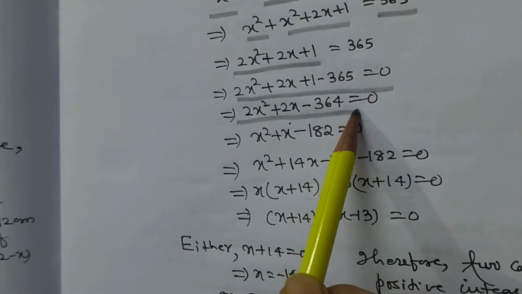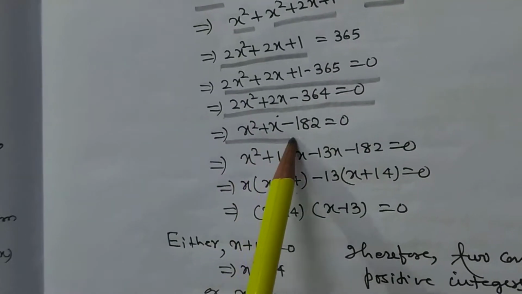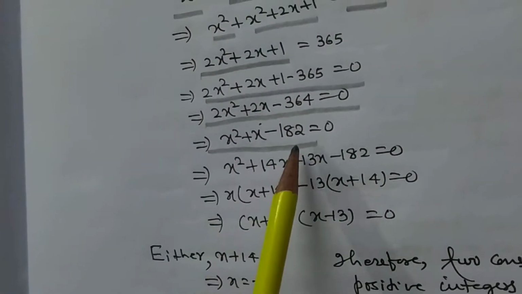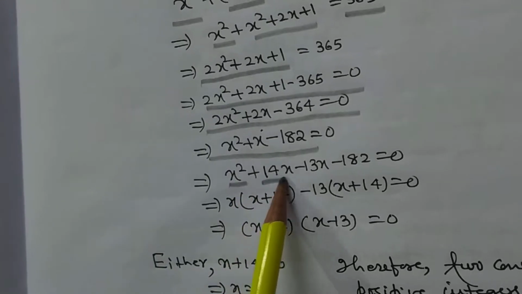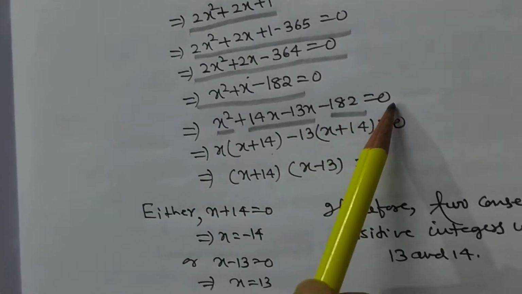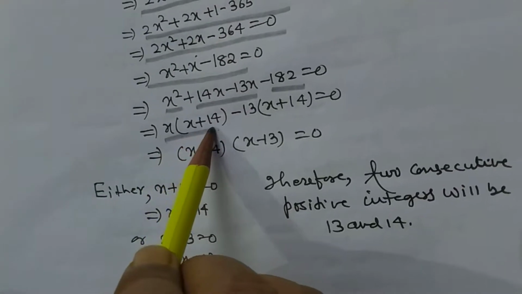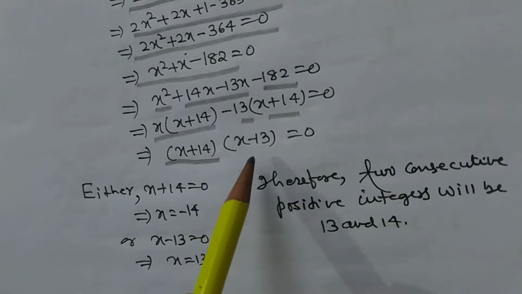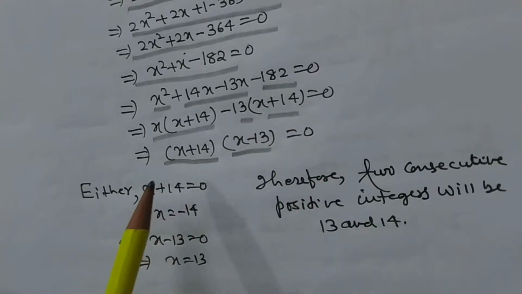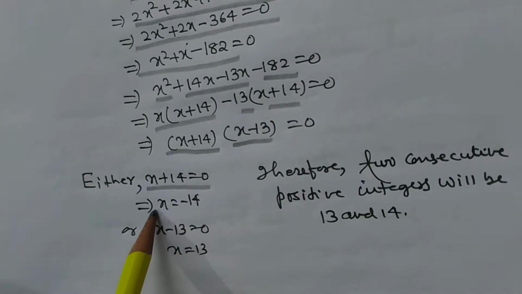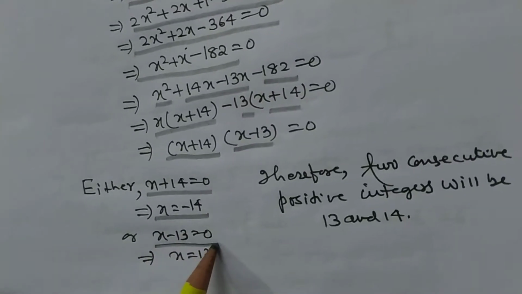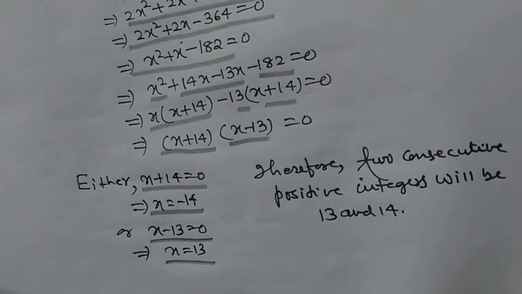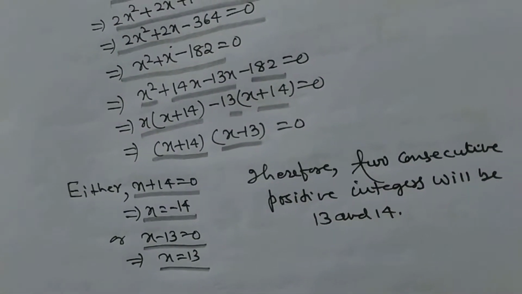2x square plus 2x minus 364 is equal to 0. x square plus x minus 182 is equal to 0. Now, splitting the middle term, it will be x square plus 14x minus 13x minus 182 is equal to 0. Taking common x plus 14, minus 13, x plus 14 is equal to 0. So it will be x plus 14 into x minus 13 is equal to 0. Either x plus 14 is equal to 0, x is equal to minus 14, or x minus 13 is equal to 0, x is equal to 13. Therefore, the two consecutive positive integers will be 13 and 14.